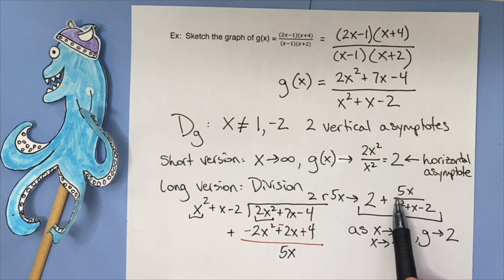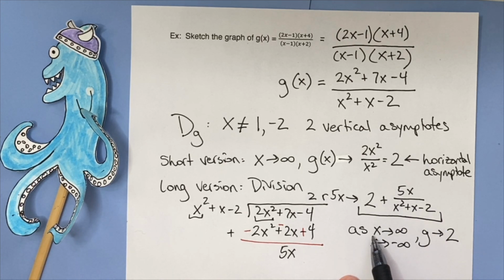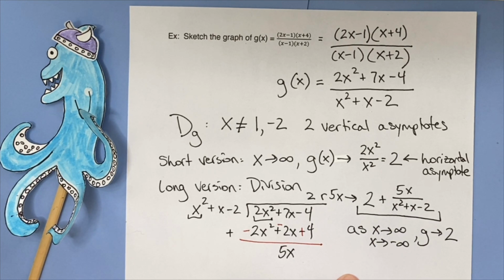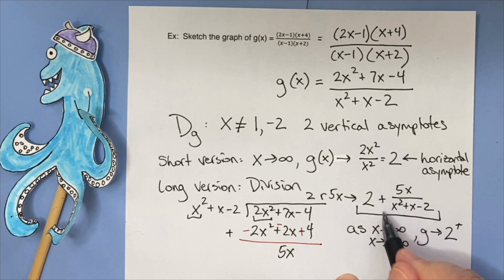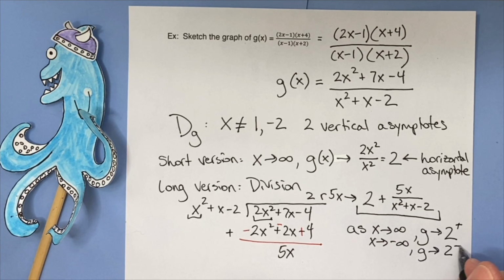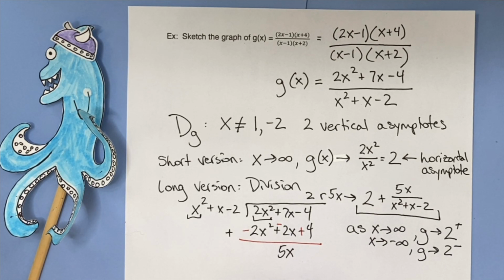And by looking at the remainder, we can determine whether, as x gets really, really positive, g is going to get closer and closer to 2 from above, because this whole thing would be positive. And as x gets really, really negative, well, x squared is the biggest piece of this, and x squared is always positive, right? When we're talking about real numbers, that's always positive. And 5x would be negative, so we'd have a negative over a positive. The second one, g would get closer and closer to 2 from below, from the negative side.